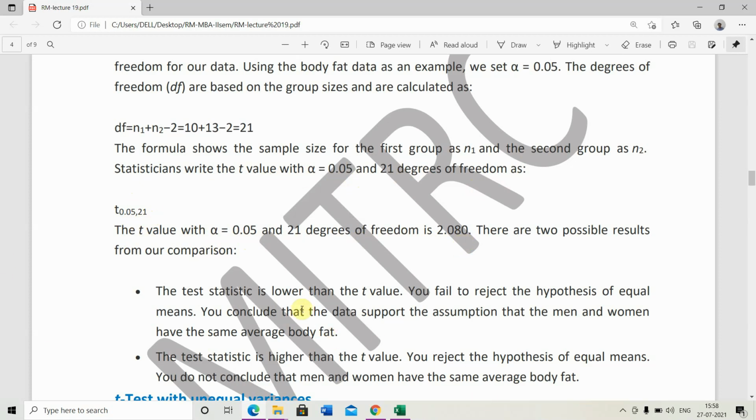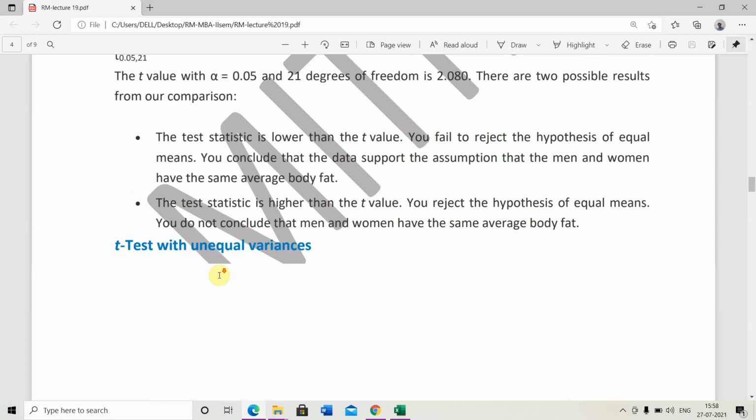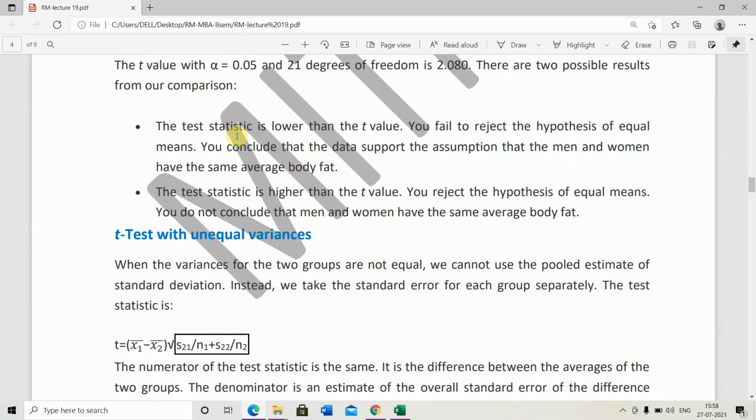There are two possible results from our comparison. If the test statistic is lower than the t-value, you fail to reject the hypothesis of equal means. You conclude that the data support the assumption that men and women have the same average body fat. If the test statistic is higher than the t-value, you reject the hypothesis of equal means. You do not conclude that men and women have the same average body fat.